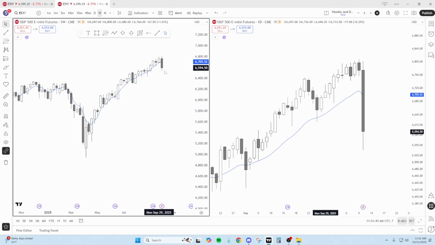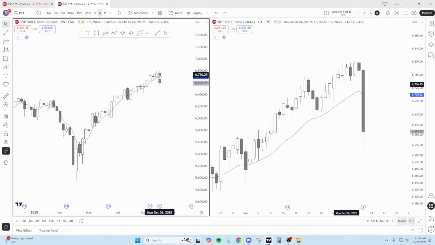Wow, this is what the bears have been wanting. I've been talking about this for quite some time. I was like, bears want a big bear bar, bears want a big bear bar, and they got it.